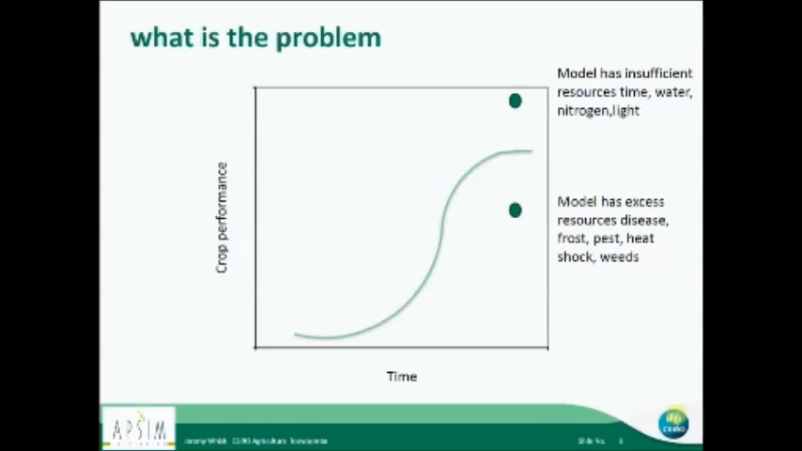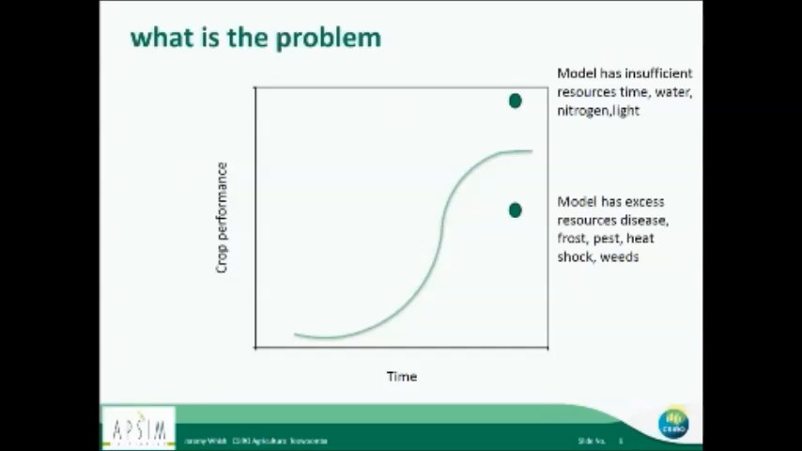here and say the really important bit is to look at your dots, which are your observed points, and the model bit, which is the line. If you have insufficient resources in your model, you won't be achieving your observed data. If you have excess resources, and so your model is over predicting the observed data, that could be because of some biotic constraint or heat shock or some other factor.